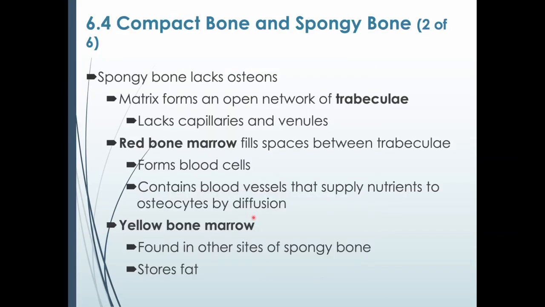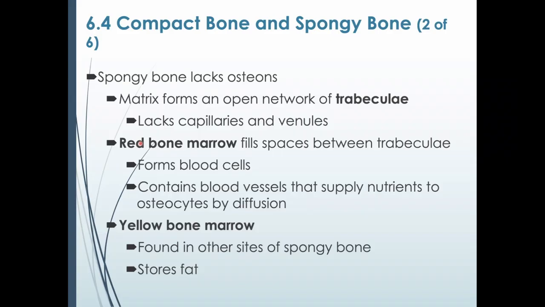So your spongy bone. Let's go into the spongy bone. The thing about your spongy bone, it doesn't have osteons. Okay. Instead, it has this network of matrix, and it's called trabeculae. And it doesn't have capillaries and venules. Okay. You will find red bone marrow that fills the spaces between the trabeculae.